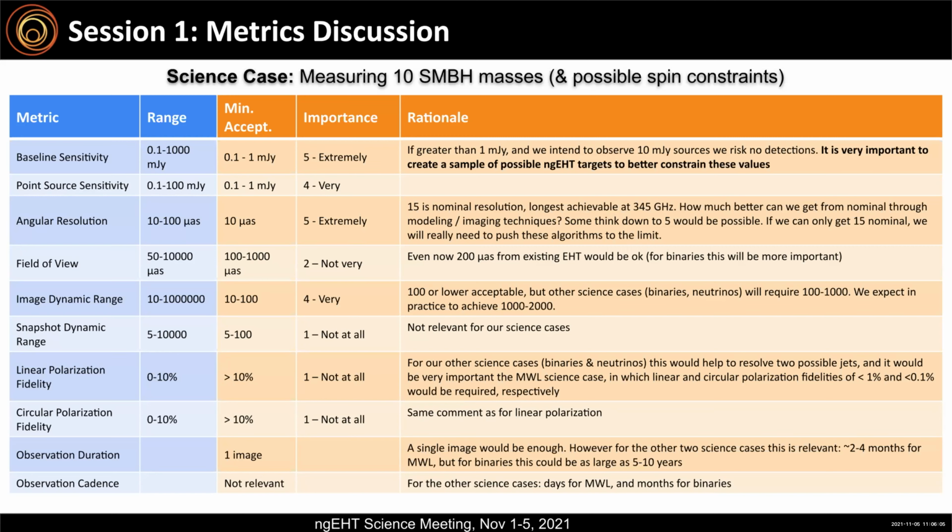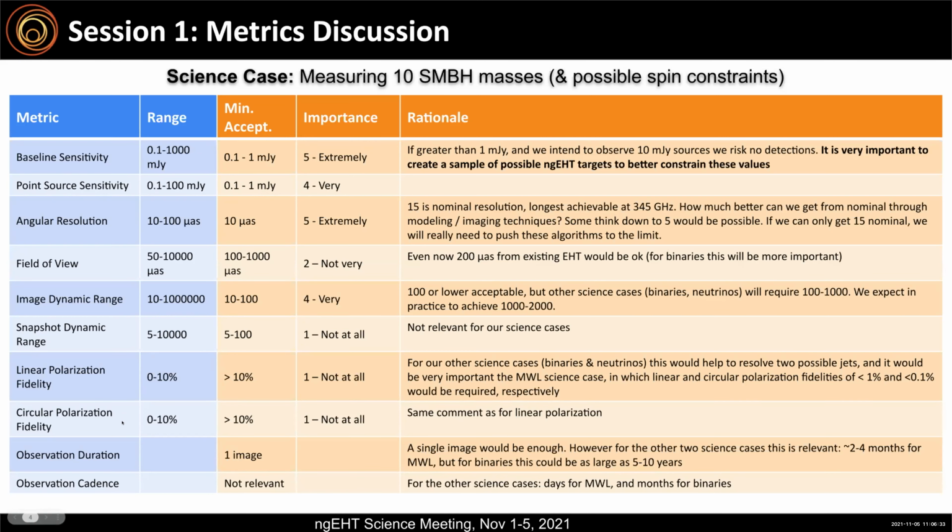But for other cases, like for the binaries and neutrinos, we think that we will need something between 100 and 1000. And we also discussed that these things that are getting larger than 1000 may be actually quite difficult. Regarding the snapshot dynamic range, in our case, this is not relevant because in principle, we don't need to do any dynamical imaging, so it's not a metric that for us plays a significant role.